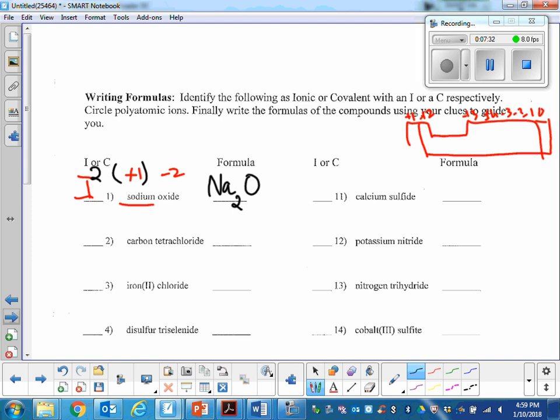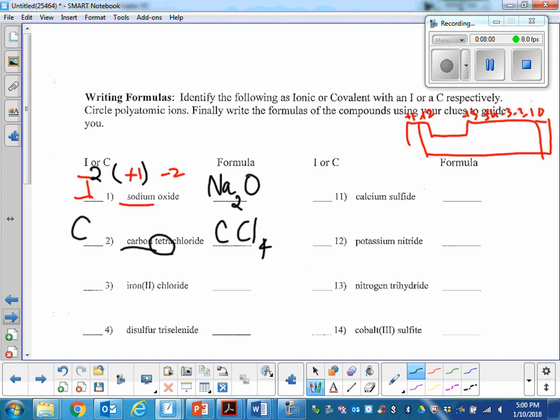If I look at the next one, it starts with carbon. It's a covalent compound. There is no looking up charges or anything like that. In a covalent compound, I'm only focused on the prefixes. Again, you are not switching or doing anything with the prefix. There is no prefix before carbon, so it's just C. There is the prefix tetra before chloride, which means chlorine will get a subscript 4.